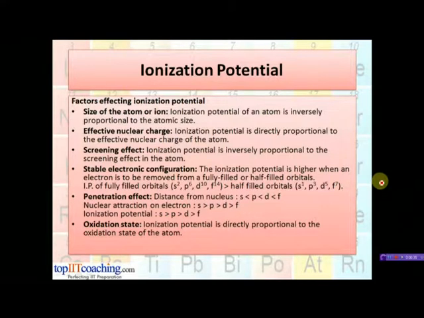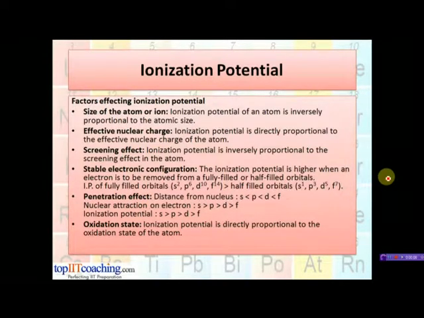The fourth factor is the stable electronic configuration. We know that fully filled orbitals or half-filled orbitals, both of them are extra stable, therefore they require higher energy for the removal of the outermost electron. If we compare fully filled orbitals and half-filled orbitals, the ionization potential of fully filled orbitals will be more than that of half-filled orbitals.